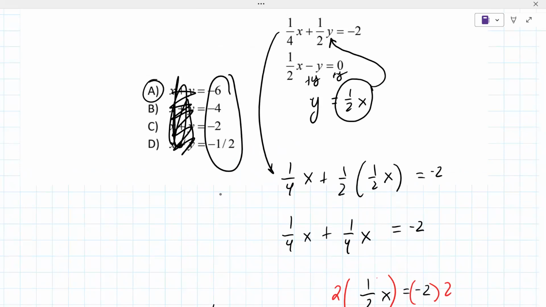Got it. So they have B and C to trick you, to see if you're going to put just X or just Y. So then you have to add them together.